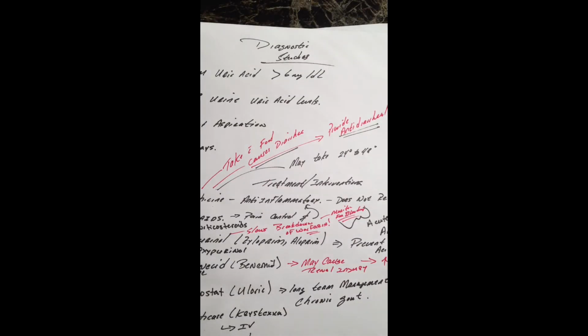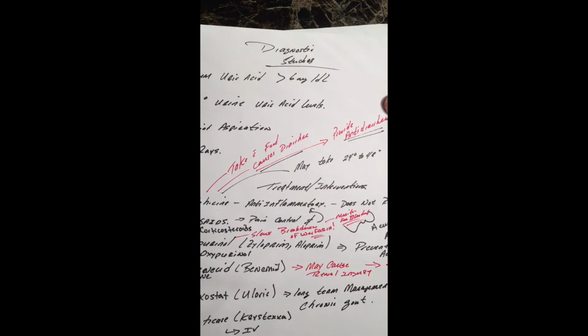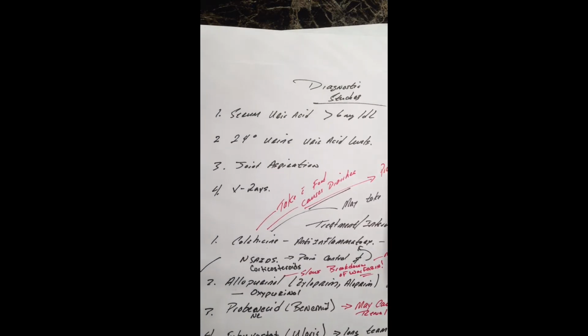So let's focus on a couple of diagnostic studies before we get into our treatments and interventions. Again, diagnostic studies. Number 1, serum uric acid levels will be greater than 6 milligrams per deciliter if you want to be specific. Number 2, you may also obtain a 24-hour urine uric acid level. So you're going to be collecting urine for 24 hours. Again, with any 24-hour urine collection, if there is any void that is missed, the exam has to be started all over again. Number 3, joint aspiration may be performed.